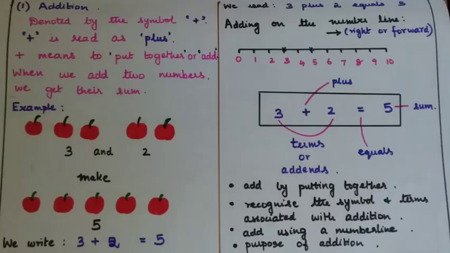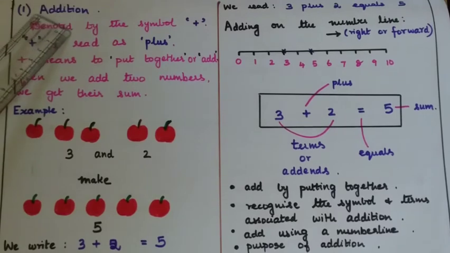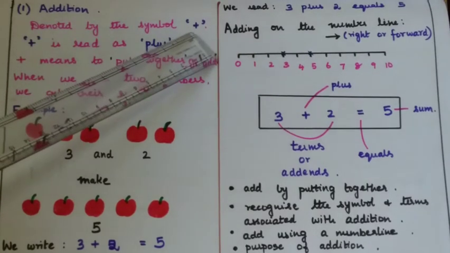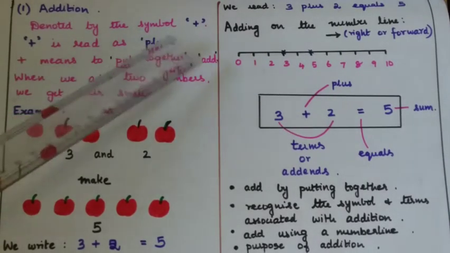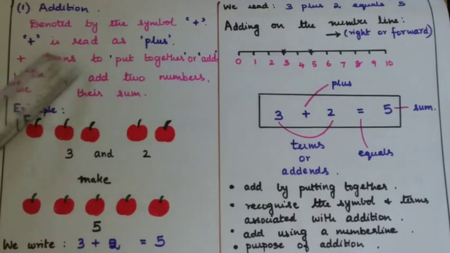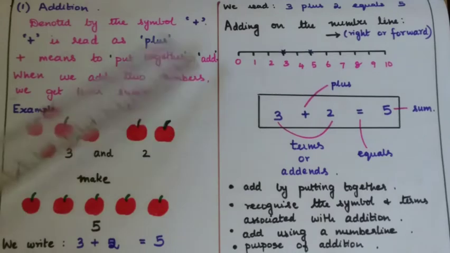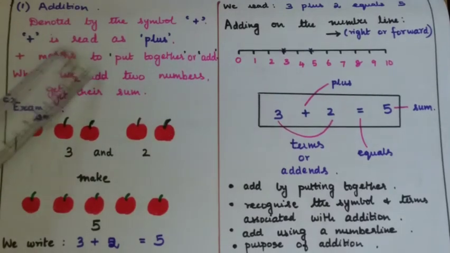Addition is denoted by the symbol as shown here. We need to put a horizontal line and a vertical line over the horizontal line. So this is read as plus. When we need to add two numbers, we perform addition and the result that we get is called a sum.